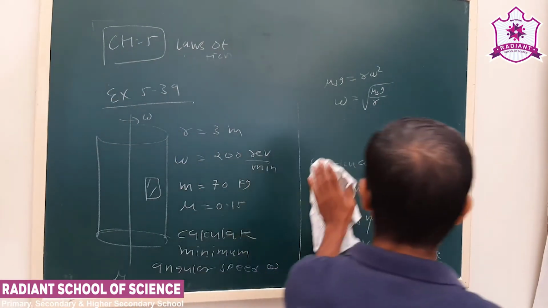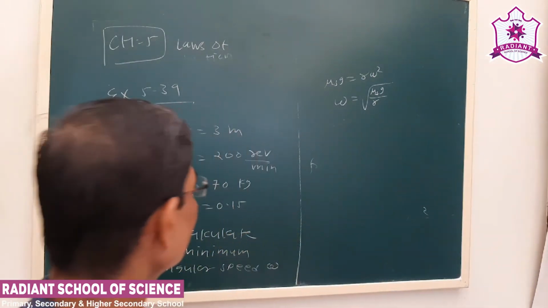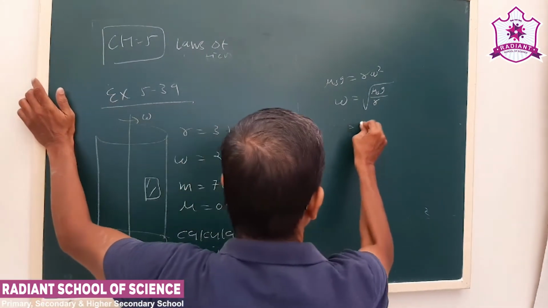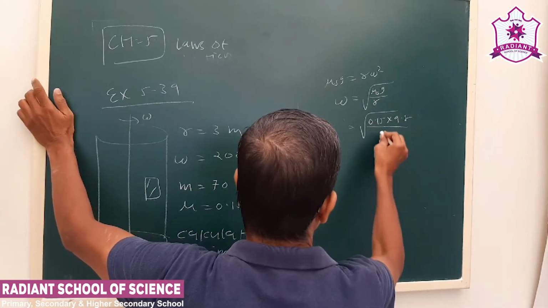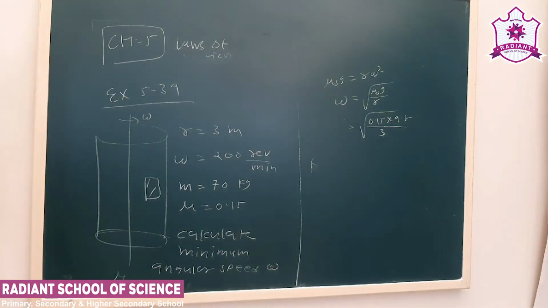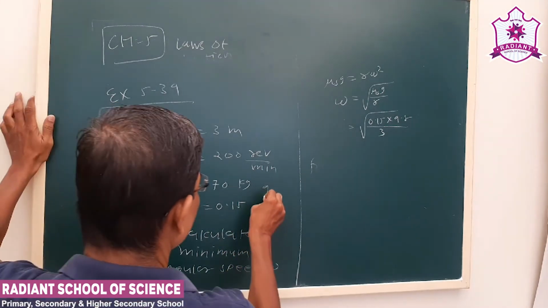Now we substitute the values. See what is given to us: mu s, g is 9.8, and the radius is 3 meter. So if you calculate, g is given as 10 here.